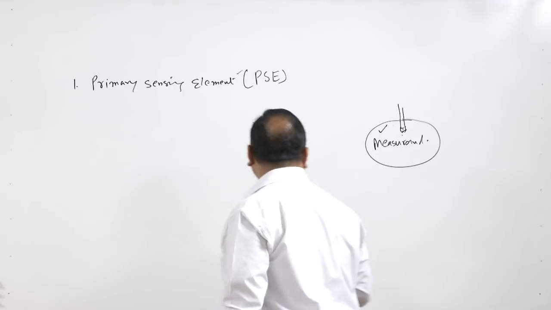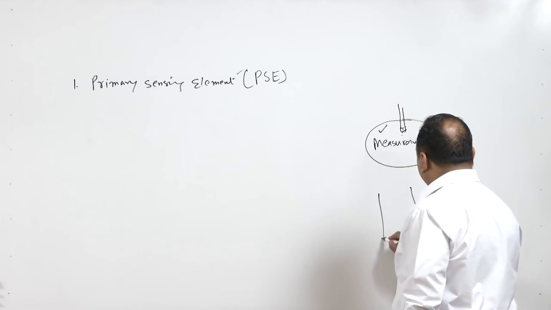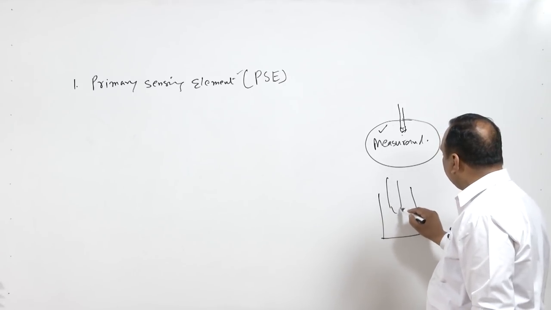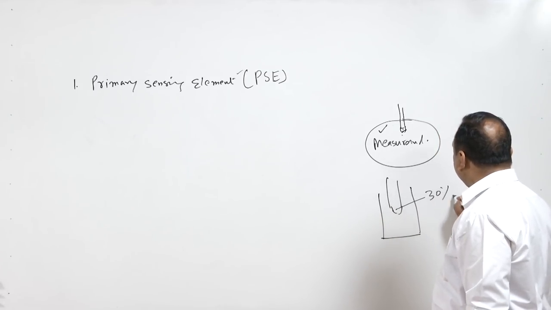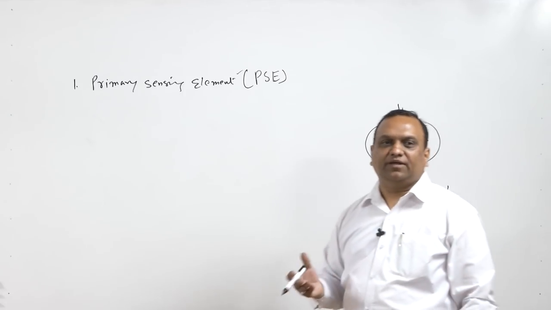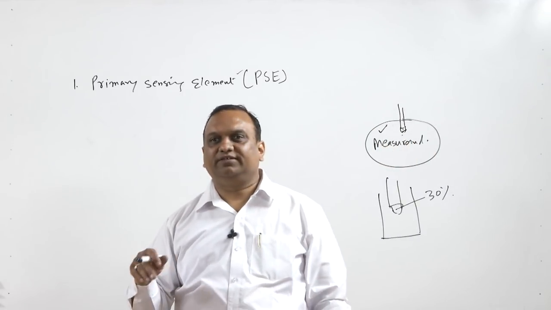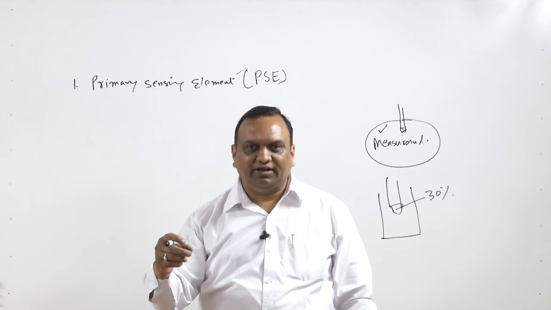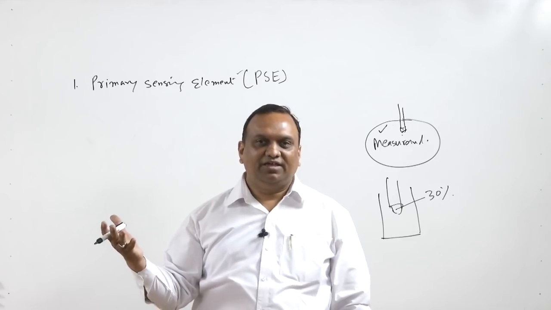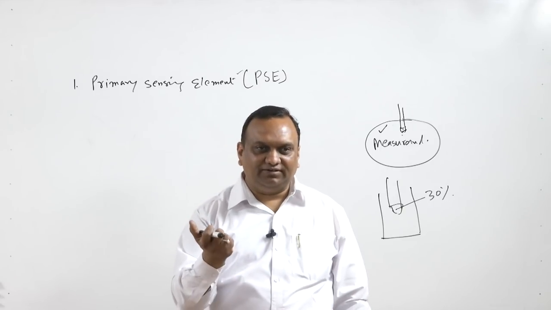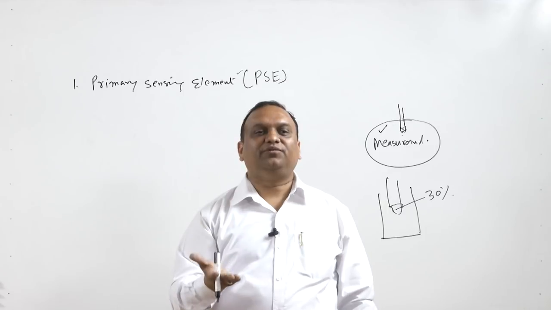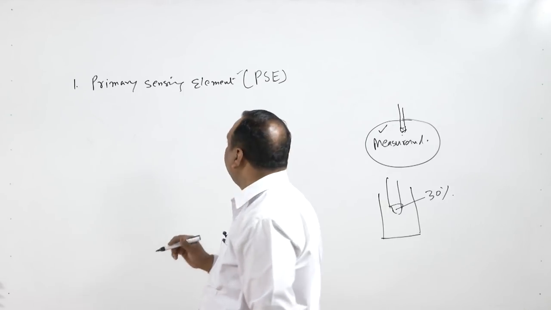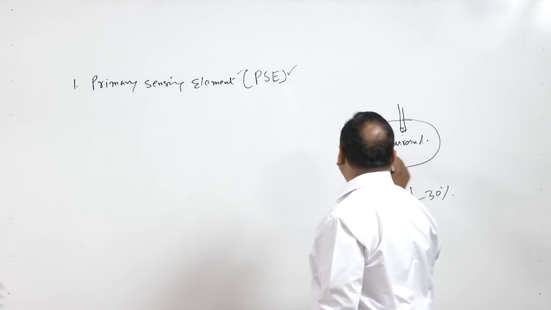For example, suppose in a glass, I want to measure temperature with the help of a thermometer, and the thermometer takes away 30% of the energy for sensing, the temperature will go down. So, the glass has water at a temperature of 60 degrees, I put in a thermometer, and the moment I put it in, the thermal capacity of the thermometer is high. Since the thermal capacity is high, it absorbs a lot of energy and the temperature reduces from 60 to 55 degrees centigrade. So, the minimum disturbance should be caused by the primary sensing element in the measurement.